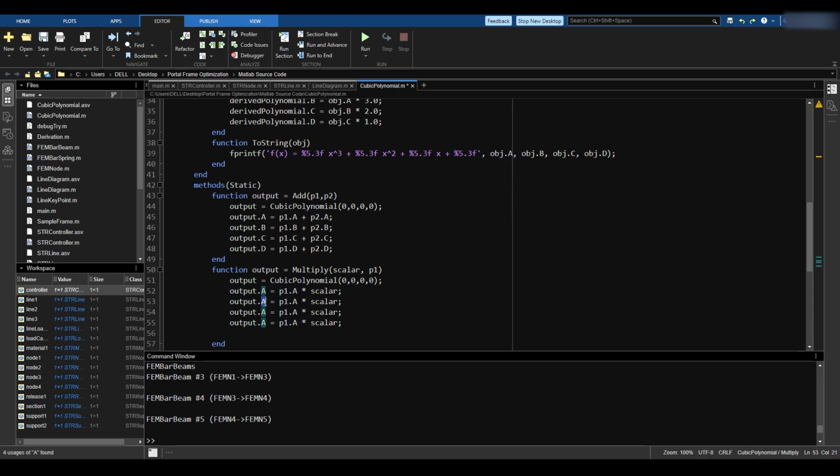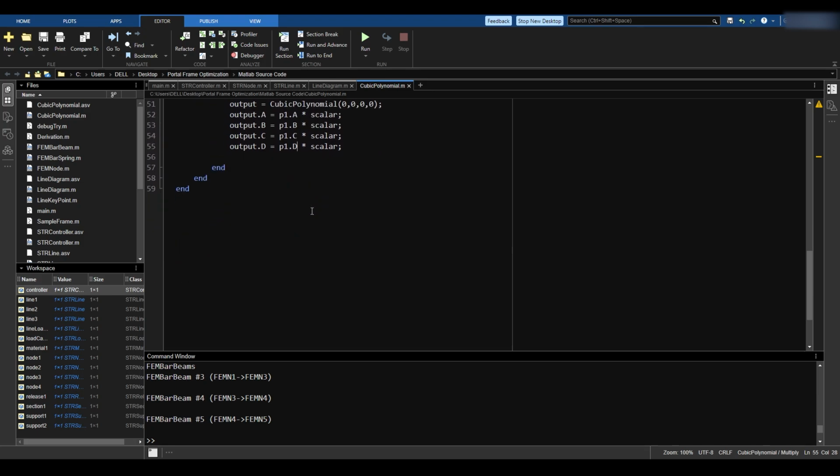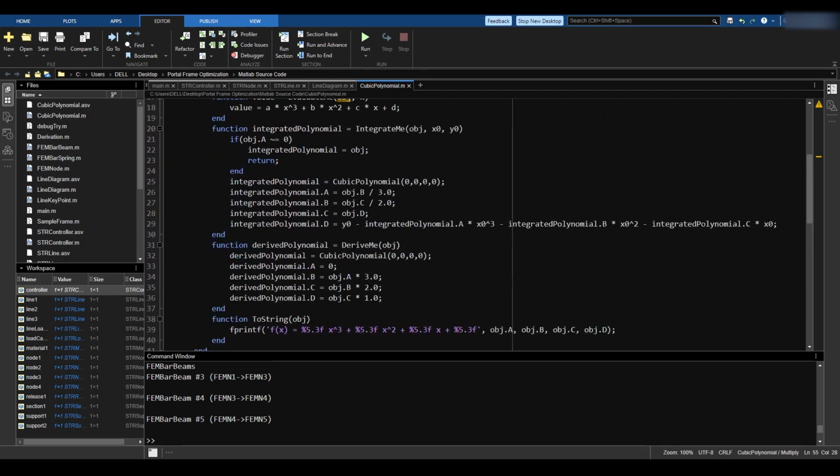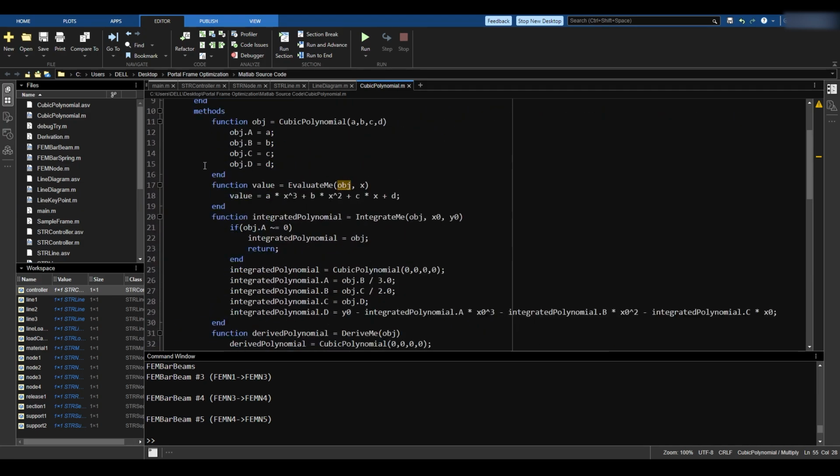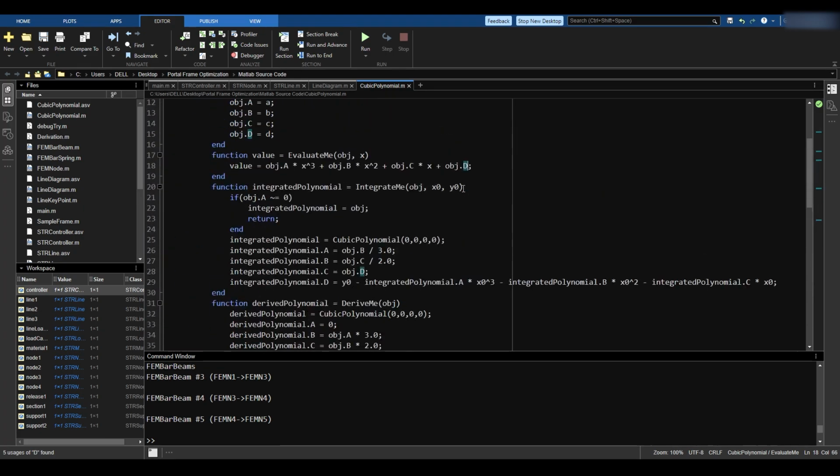So this is B, that's C, that's D. Of course, here all we have to do is to multiply with the scalar, and that's that. So I think we are good. Now, this is what a polynomial is. Wait, what's this? Oh, I think I totally missed it here. This is object.a, and that's object.b capital, that's object.c capital, and that's object.d capital. I think that is a polynomial.